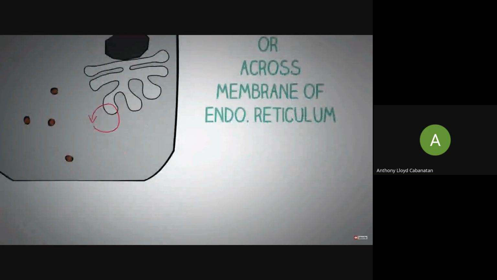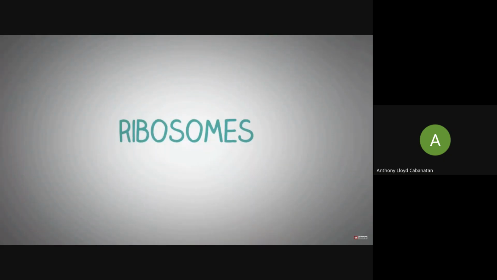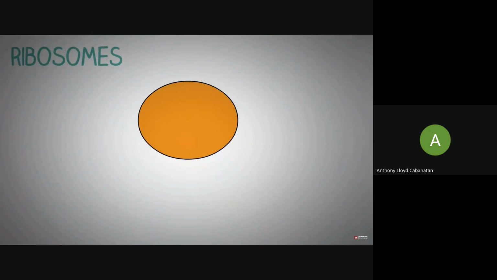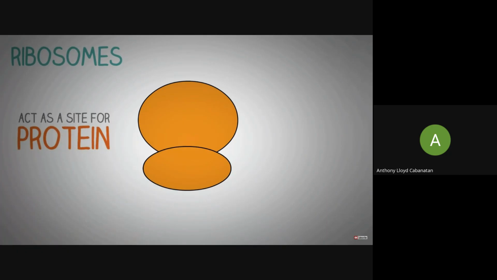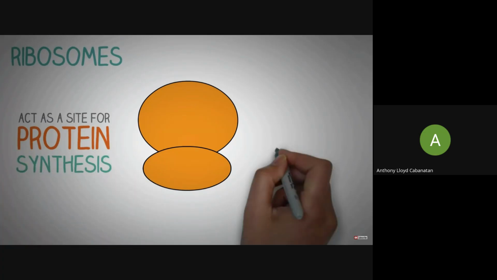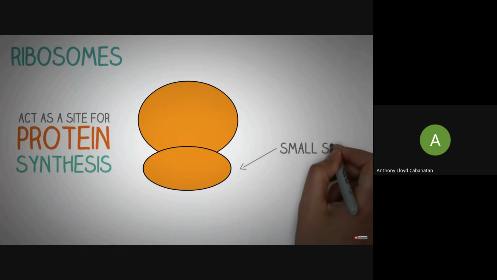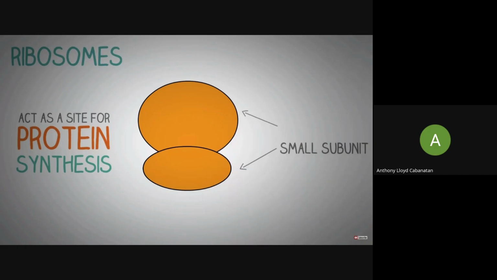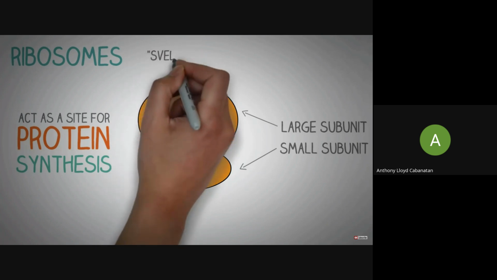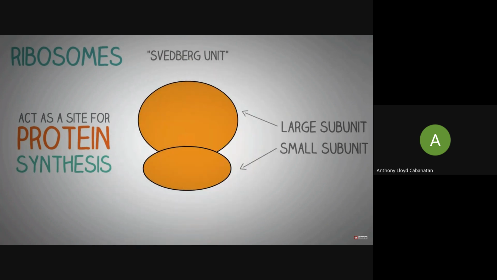The main machine which plays a central role in translation is the ribosome. Ribosomes are complex molecular structures found inside all living cells, and they act as a site for protein synthesis. The ribosomes essentially consist of two major components, a small subunit and a large subunit. The unit of measurement used to describe the ribosomal subunits is the Svedberg unit, which is a measure of the rate of sedimentation in centrifugation rather than size.